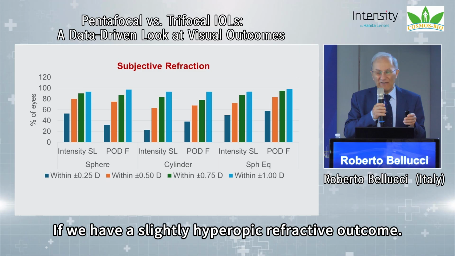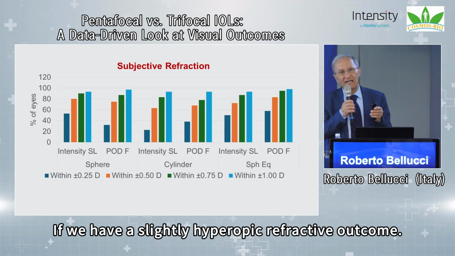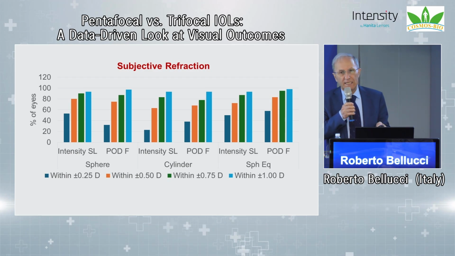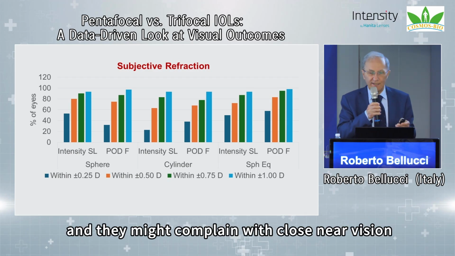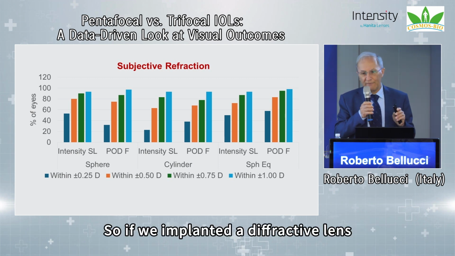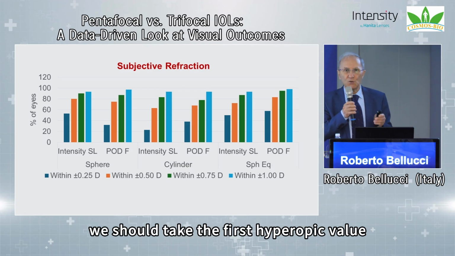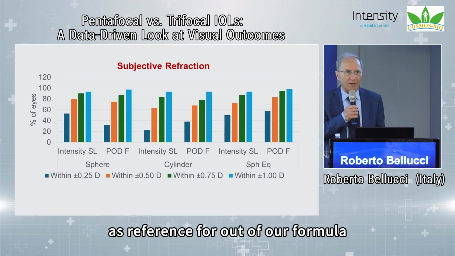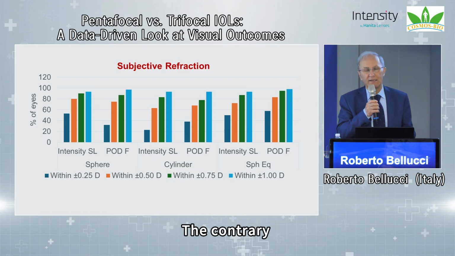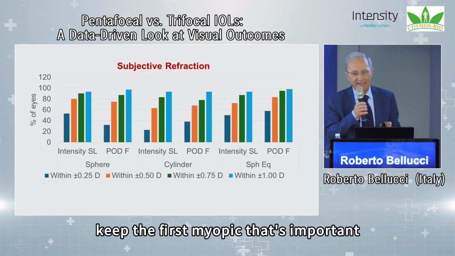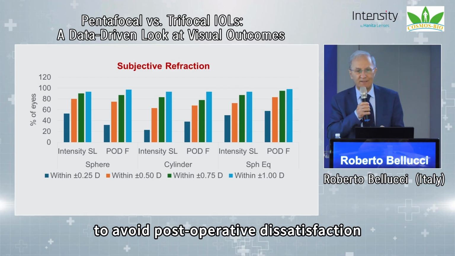Anyway, if we have a slightly hyperopic refractive outcome, patients will be satisfied with distant vision, and they might complain with close near vision, but this is something they can accept more. So if we implant a diffractive lens, we should take the first hyperopic value as reference out of our formula. The contrary, when we implant an EDOF lens, we should keep the first myopic. That's important to avoid post-operative dissatisfaction.